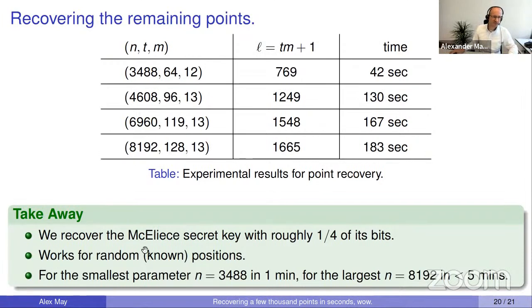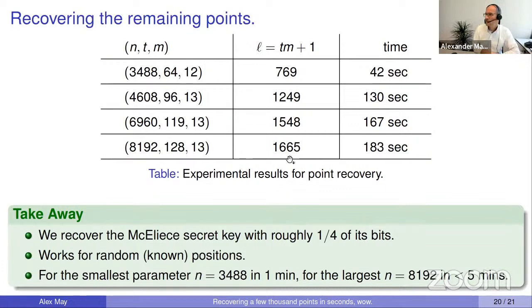So the takeaway from this new partial key exposure is we recover the McEliece secret key with roughly 1/4 of its bits. Why is it roughly 1/4? Well, here it's 700 divided by 3,500. This is roughly maybe 1/5. Here's around 1/4. Here's again between 1/4 and 1/5. Here's more 1/5, right? So it's really a small amount of bits that we have to know.